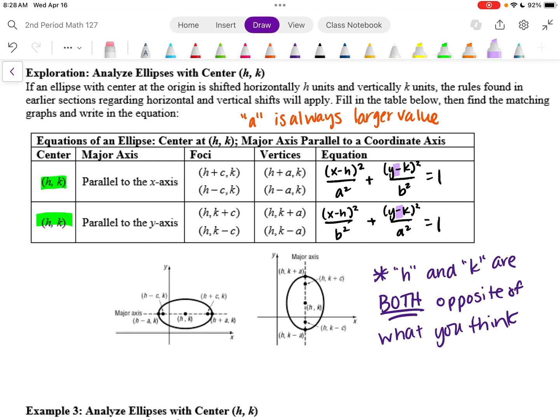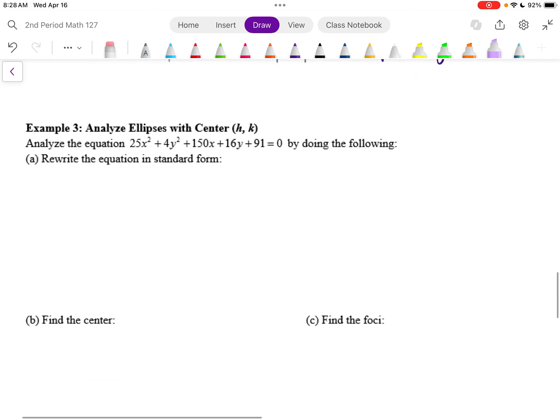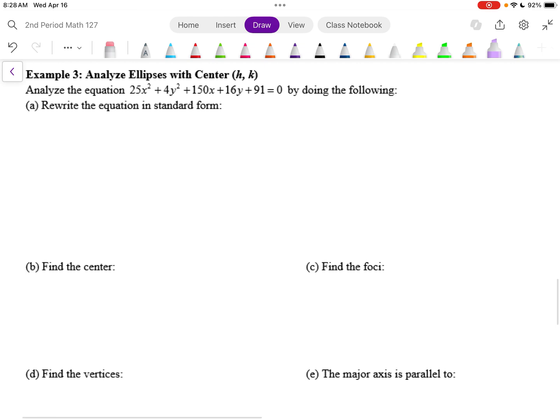I only have one example here to do with you. It's kind of a hefty example because you also have to complete the square, but I wanted to make sure that you knew how to complete the square as well. And then I show you how to move everything around. Okay? So we're going to analyze this equation. I am going to change this number right here. I want you to change it to a plus 141.